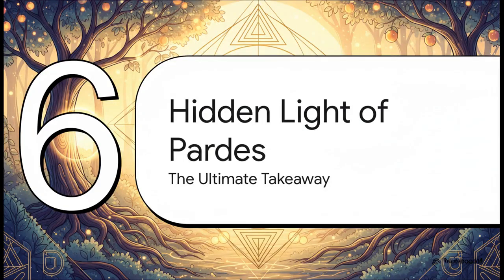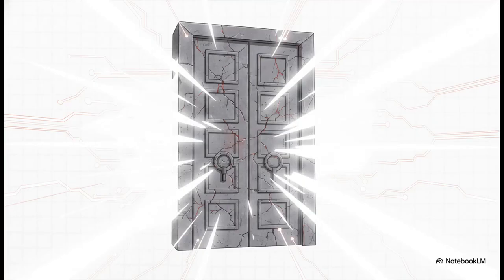Which brings us to our final part, Section 6, Hidden Light of the Pardes, the ultimate takeaway. Let's bring this entire deep dive analysis to its ultimate conclusion and uncover the hidden light of the Pardes. Pardes refers to the 4 levels of ancient textual analysis, culminating right here in the deepest mystical secrets. The crucial, life-changing point we want you to take away today is that the closed nature of this section is merely an illusion of an end.